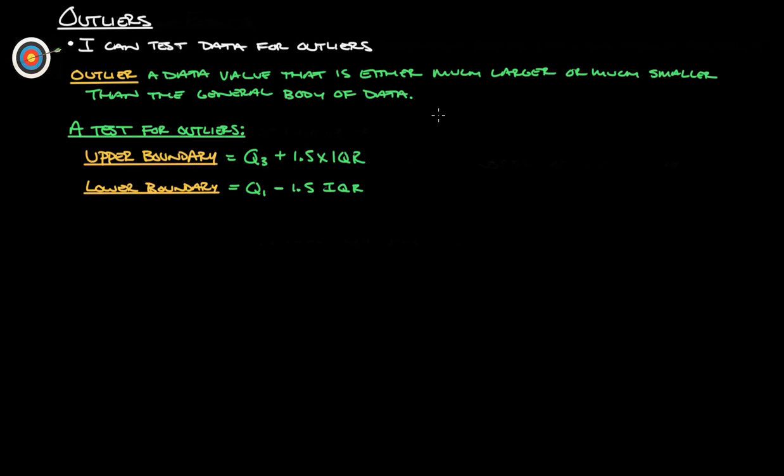It's a piece of data that really throws off the rest of the statistical analysis for the rest of the data. So here's how we test for outliers.